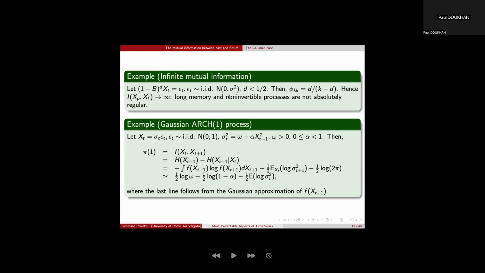The previous absolute regularity condition does not include processes whose mutual information diverges, for instance long memory processes or non-invertible processes, for which this mutual information diverges to infinity. Also, for classes of very simple processes, like an ARCH(1) process, given that these processes are formulated in terms of the conditional density, the mutual information is not available in closed form. This is just an approximation.